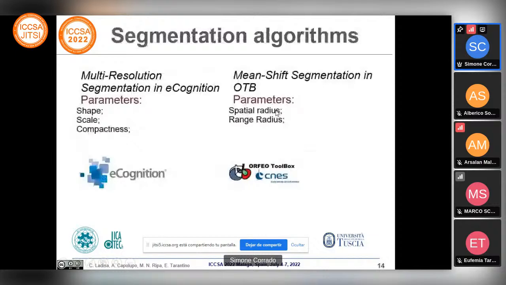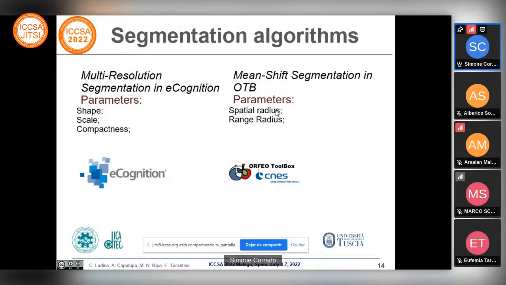So let's focus on the segmentation algorithm. The multi-resolution image segmentation performance depends on three main parameters. The first, scale parameter, is responsible for defining the maximum admissible heterogeneity. The larger the value, the larger the resulting object is. Scale ranged between 20 and 100 with an increment step of 1.